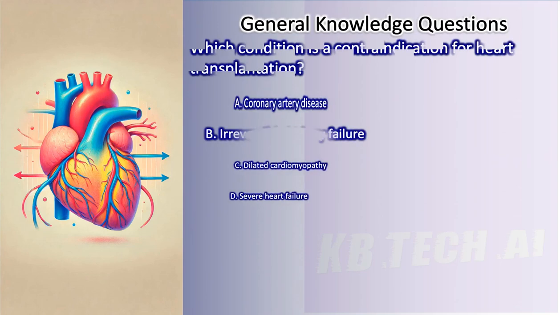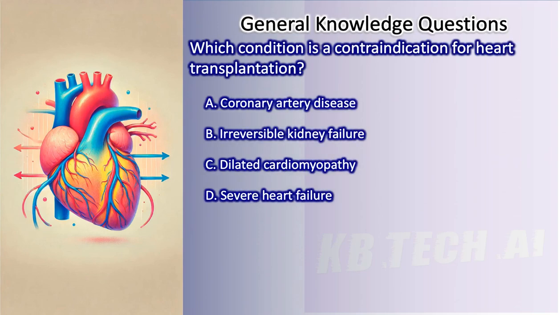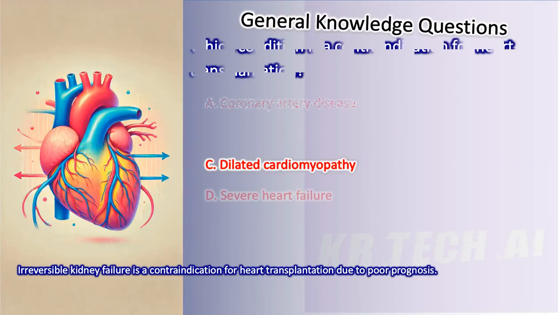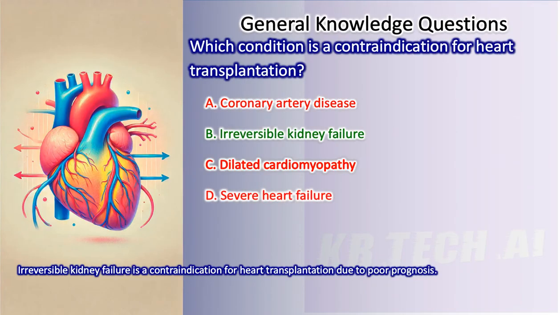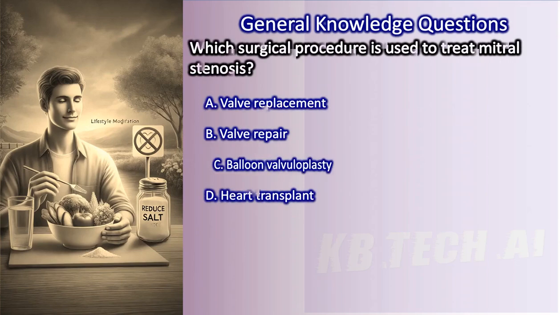Which condition is a contraindication for heart transplantation? Option 1. Coronary artery disease. Option 2. Irreversible kidney failure. Option 3. Dilated cardiomyopathy. Option 4. Severe heart failure. The answer is Option 2. Irreversible kidney failure.